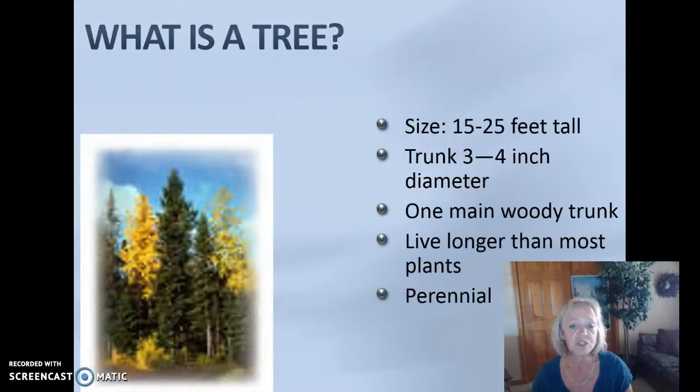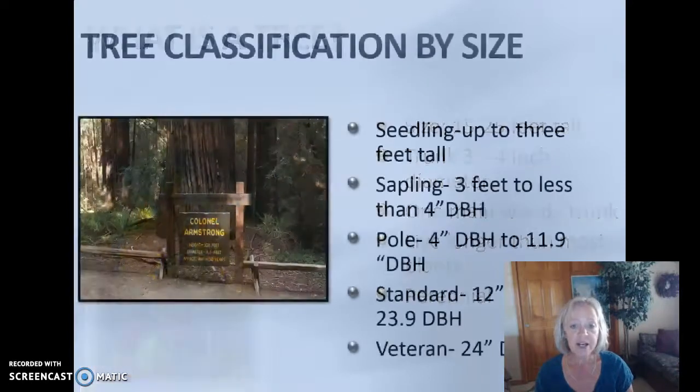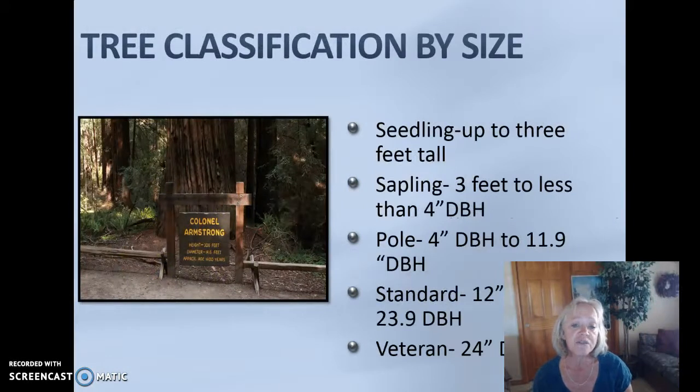So we looked at what is a tree and tree classification by sizes. This is Colonel Armstrong. I actually was just there in California. Height 308 feet, diameter 14.6 feet, approximate age 1400 years old. That was a redwood. Actually, this is the forest where they filmed the Star Wars and the Ewoks. We were looking for Ewoks the whole time.